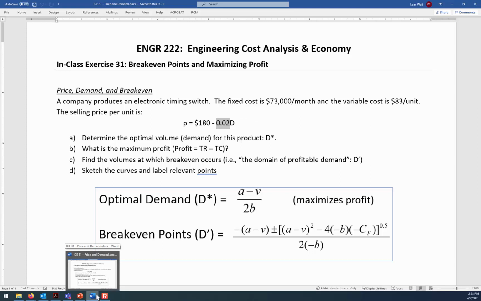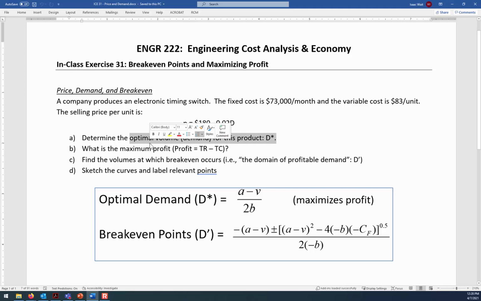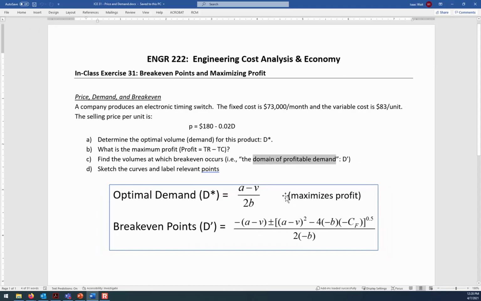B is just 0.02. All right, with these formulas, I'd like you to calculate the optimal volume that should be sold. What's D star? What's the maximum profit that can be made? Then try using this break-even point equation and see if you can find the domain of profitable demand. What's D prime 1? What's D prime 2? And then get some practice sketching that out. I'm going to go over the solution with you, and I'm also going to show you how you could set this up in Excel and create a nice looking chart. But before we do the chart in Excel, I'd like you to try that by hand.